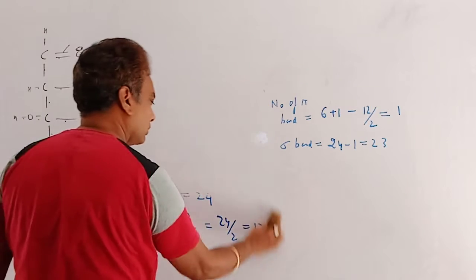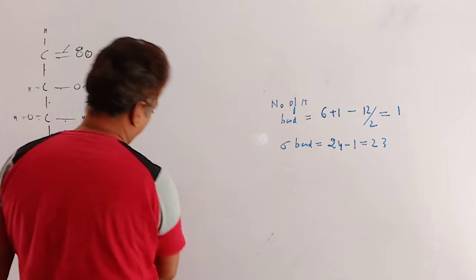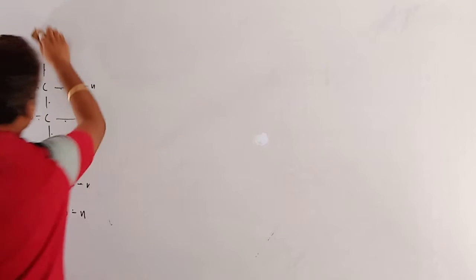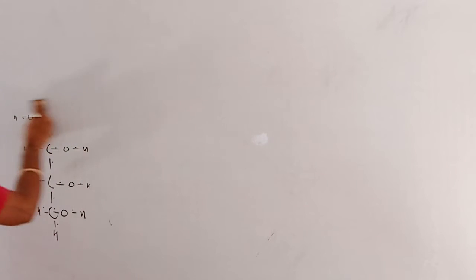Now, dot structure. In case of dot structure, firstly, one more bond which is known as coordinate bond. So what is a coordinate bond?